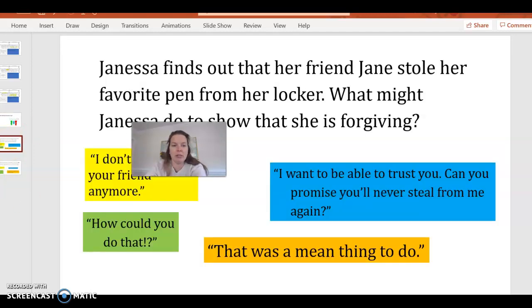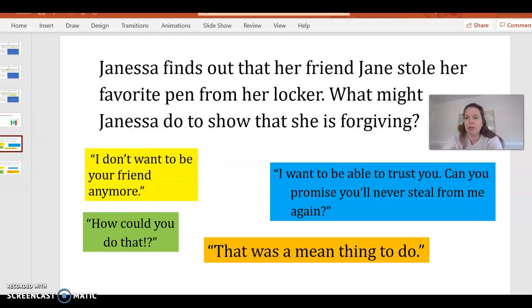So we're going to read this quick little story. I made my video over here. It says, Janessa finds out that her friend Jane stole her favorite pen from her locker. What might Janessa do to show that she is forgiving? Okay, what could Janessa say to Jane that shows that she is a forgiving person? So let's look at our choices. I don't want to be your friend anymore. How could you do that? That was a mean thing to do. Or I want to be able to trust you. Can you promise you'll never steal from me again?